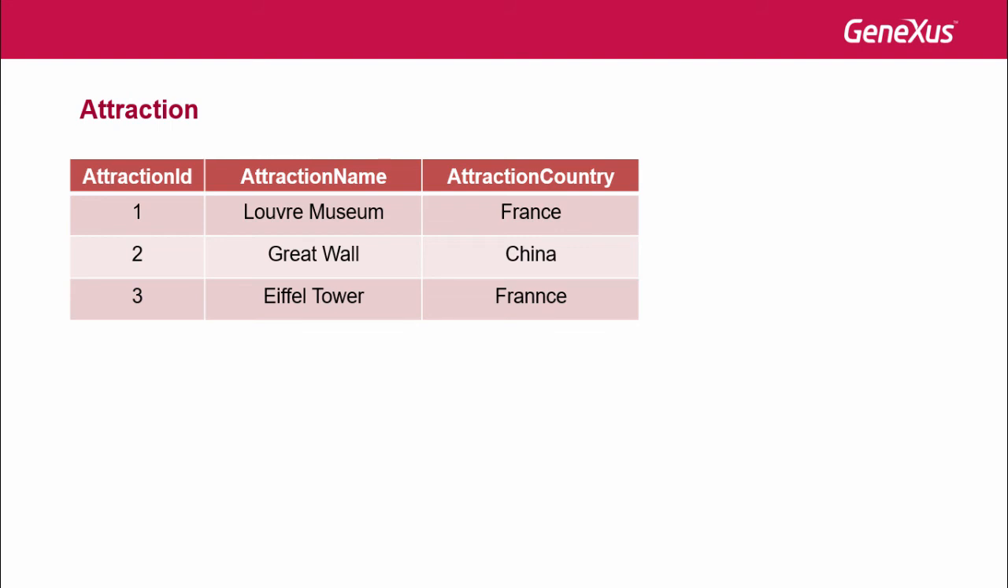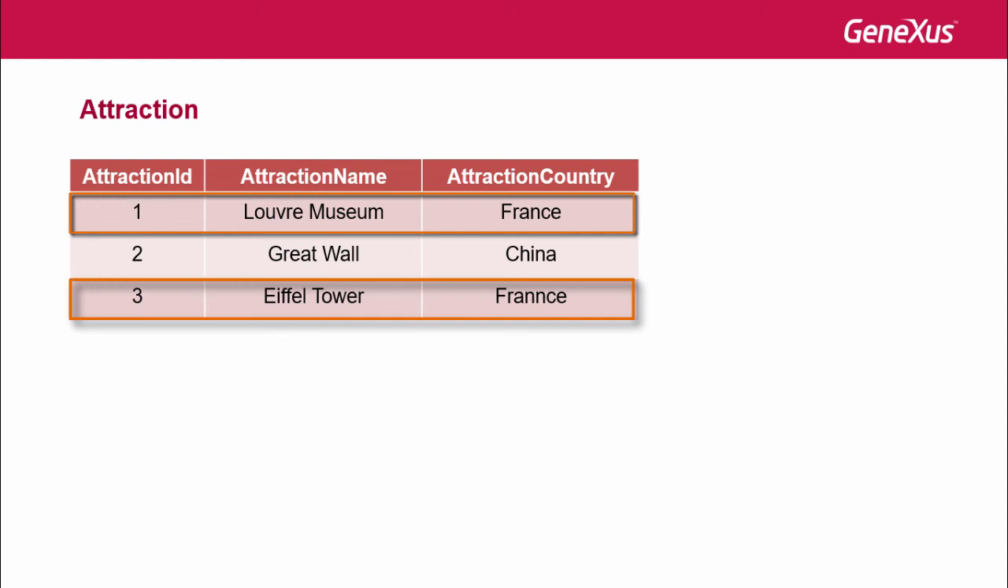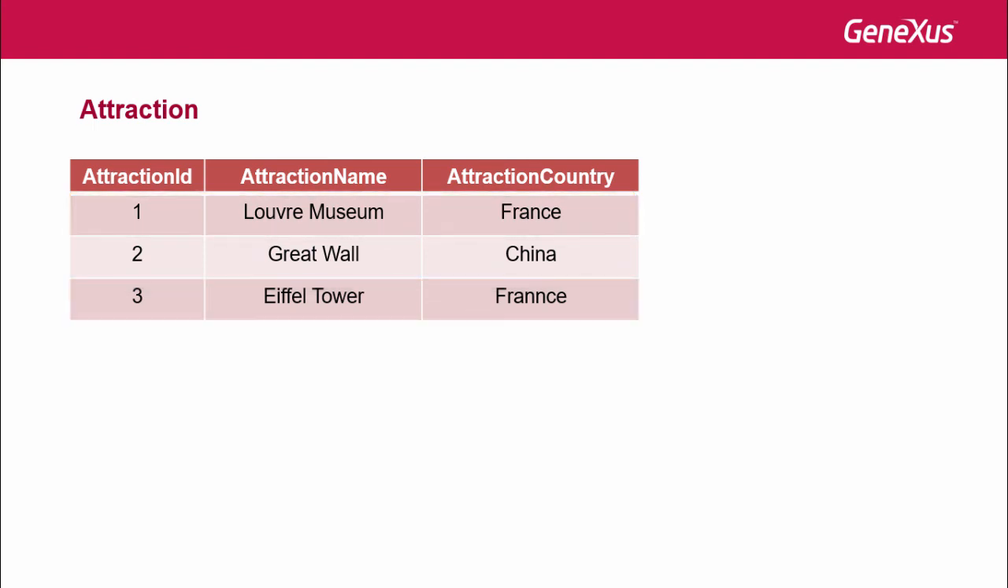Suppose that we've entered several attractions with their corresponding countries. For example, we have an attraction with identifier 1, called Louvre, located in France, an attraction with identifier 2, called the Great Wall, and located in China, and another attraction with ID equals 3, the Eiffel Tower, which is also in France. We know that the Louvre is located in France, and that the Eiffel Tower is also in France, but due to a typing or spelling mistake, we entered the country name differently. Here we typed France with 2 N's. So for the system, this country is not the same as the other one. For this reason, this solution cannot be used.